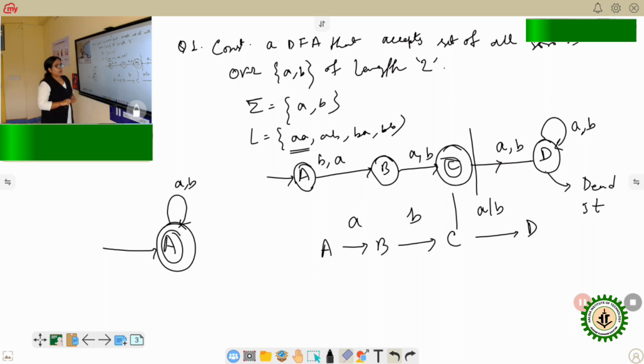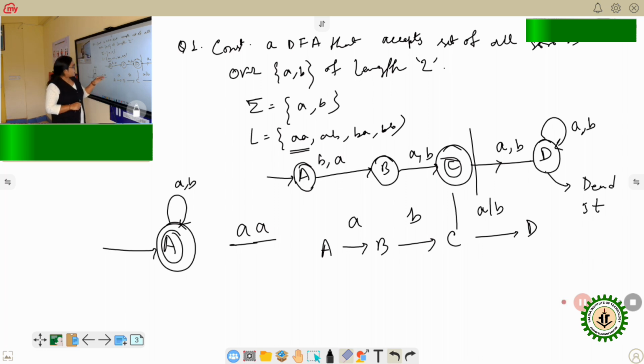And there are basically two parts. One is acceptance of a string, another is acceptance of a language. First we will see what is the acceptance of a string. Suppose I say a, only one string, a. Acceptance of string.